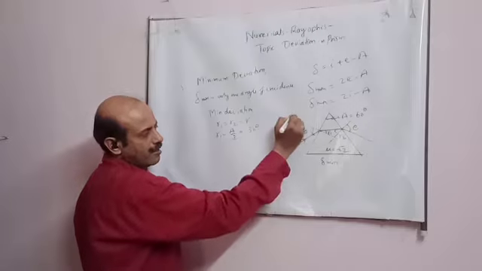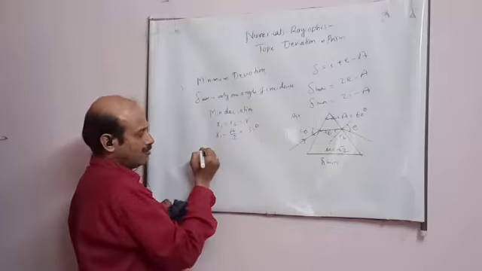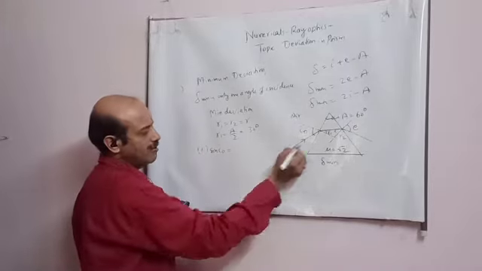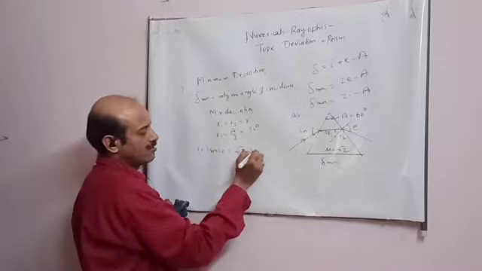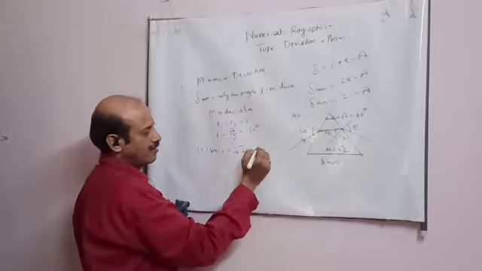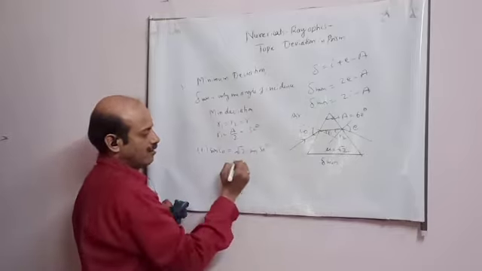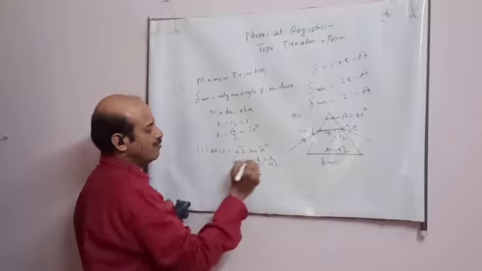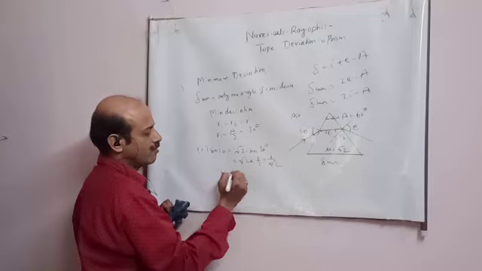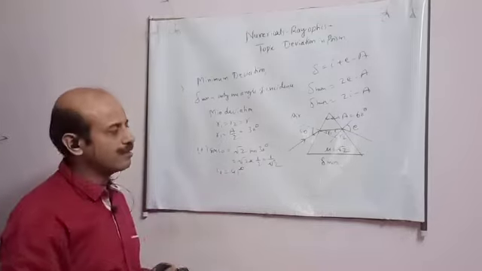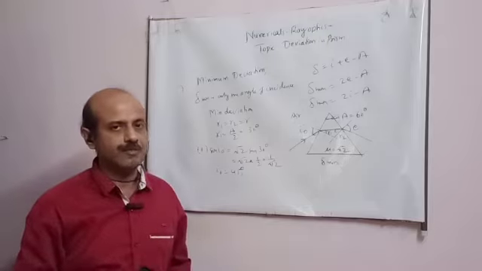See, this is air. So mu1 sine I1 is equal to mu2, which is root 2, sine R1. R1 is 30 degrees. So this is root 2 and half, 1 by root 2. So I0 comes out to be 45 degrees. This is the angle of incidence for which the ray is undergoing minimum deviation.